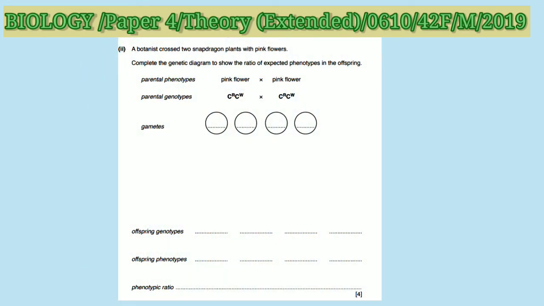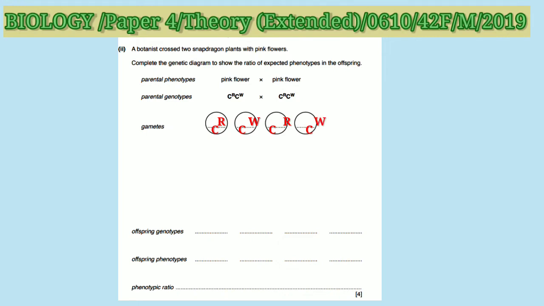Next question. A botanist crossed two snapdragon plants with pink flowers. Complete a genetic diagram to show the ratio of the expected phenotypes in the offspring. Parental phenotypes: a pink flower is crossed with a pink flower. Parental genotypes are heterozygous codominant alleles CR-CW and CR-CW. So the gametes produced will be CR, CW, CR and CW.